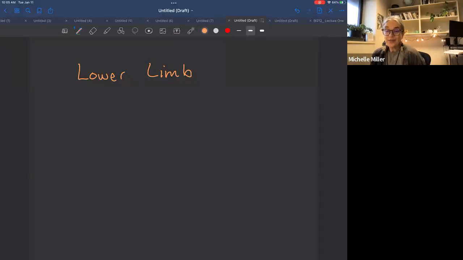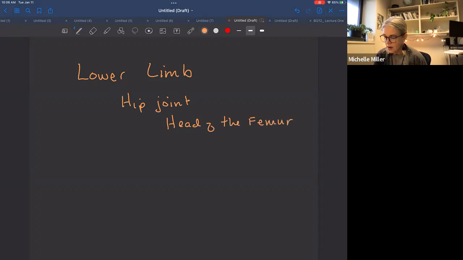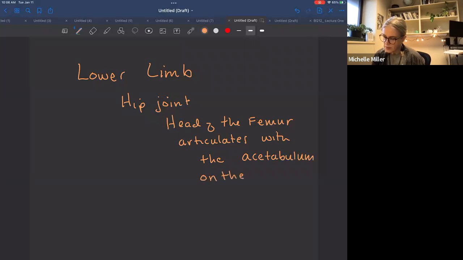Okay, so let's look at the lower limb. So we have the connection of the femur to the pelvis, and this connects at the acetabulum. So we could talk about the hip joint, like we talked about the shoulder joints, which is also a ball and socket. So this is where the head of the femur articulates with, so it comes together. The head of the femur articulates with the acetabulum on the coxal bone.